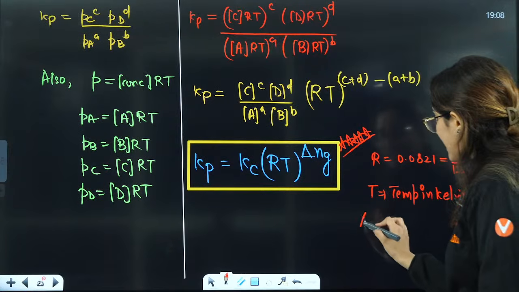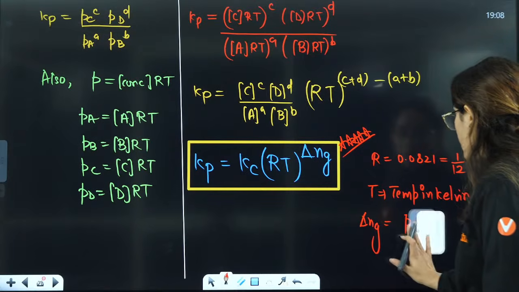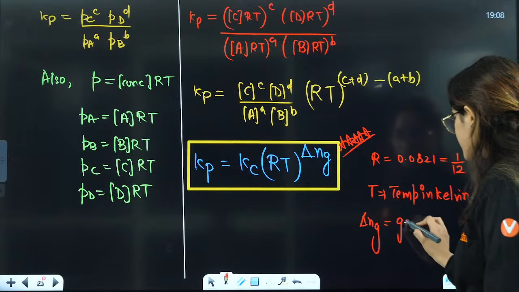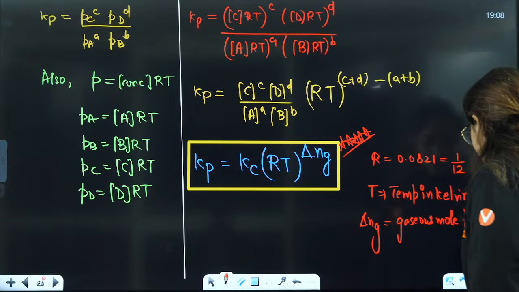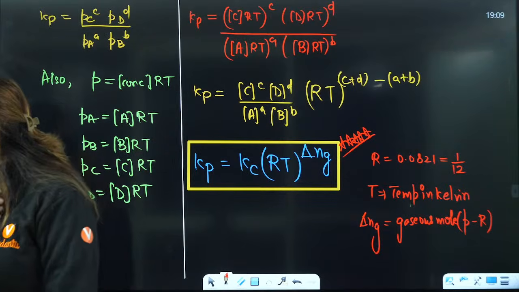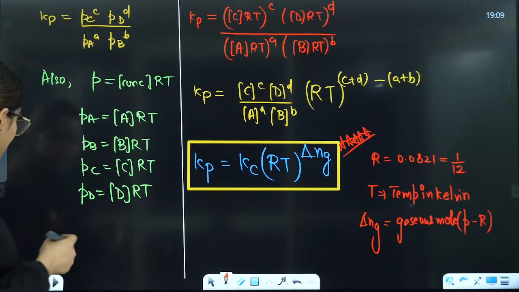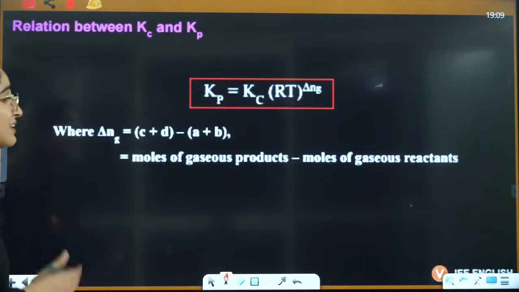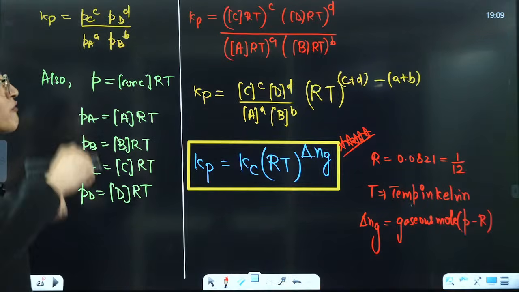And what is delta Ng? Delta Ng is product minus reactant, for the gaseous moles. You do product minus reactant for the gaseous moles, right? Okay, yes. The number of gaseous moles, and if I am saying gaseous, it means gaseous.